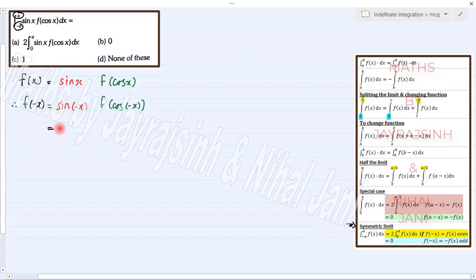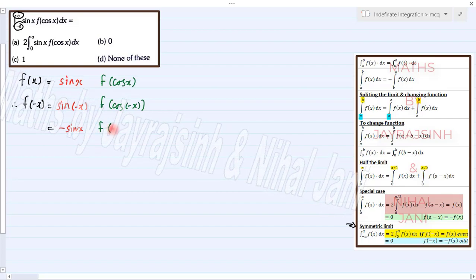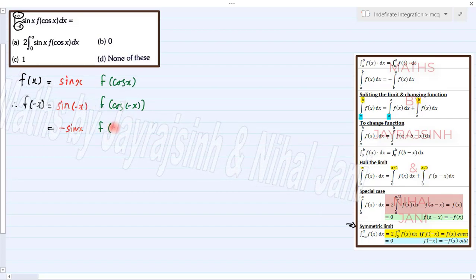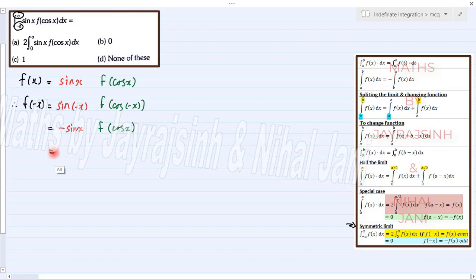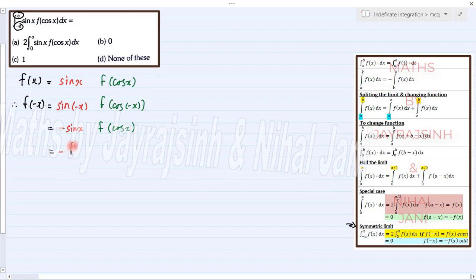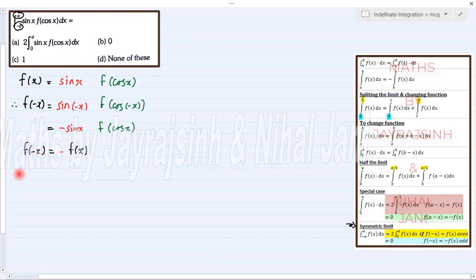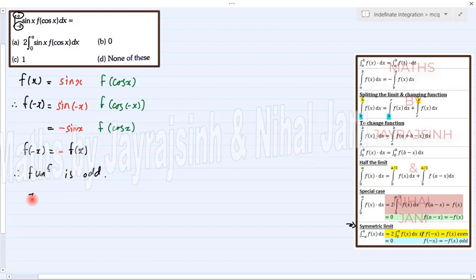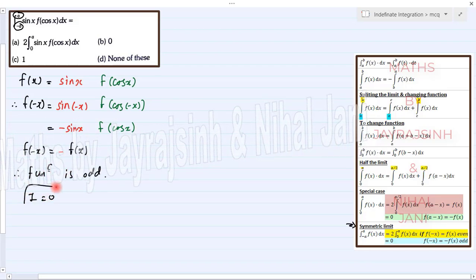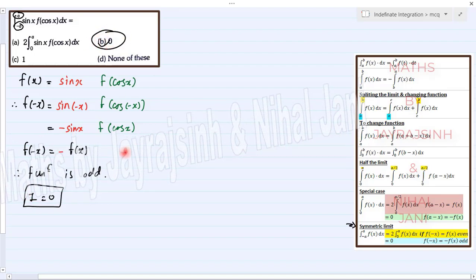Your sine minus x will be minus sine x. And we know that cos is even function, so it will be function of cos x. So here we get minus of your function of x. So we can say your function is odd function. So your integration will be simply 0, which is given in option B. Ta-da!